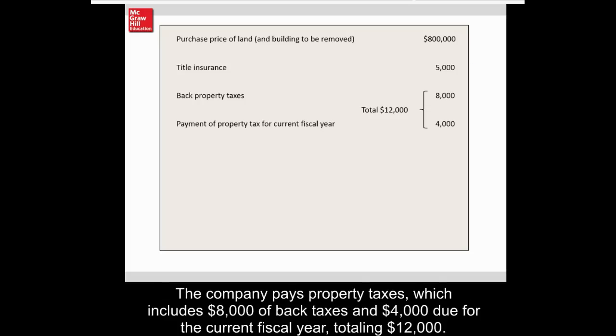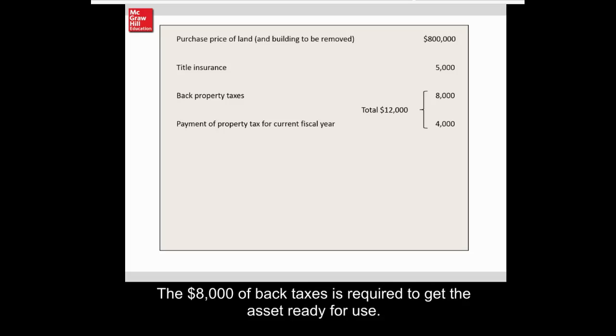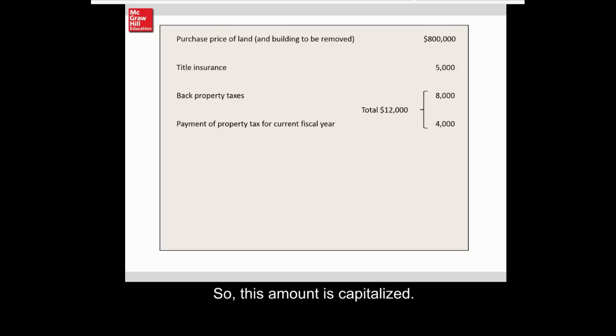The company pays property taxes, which includes $8,000 of back taxes and $4,000 due for the current fiscal year, totaling $12,000. The amount is paid on behalf of the seller. The $8,000 of back taxes is required to get the asset ready for use. The company could not acquire the land until it paid the back taxes. So, this amount is capitalized.